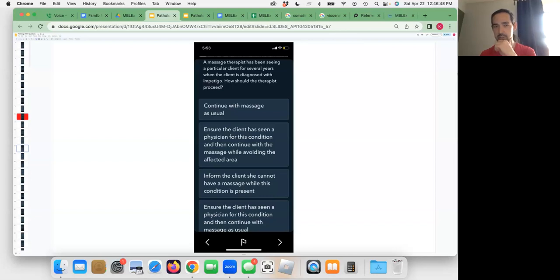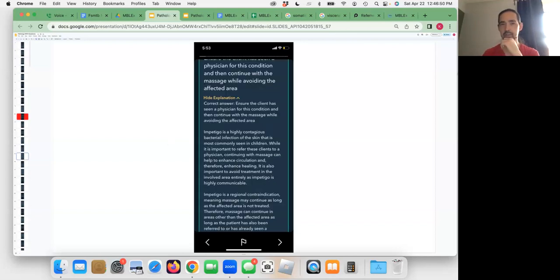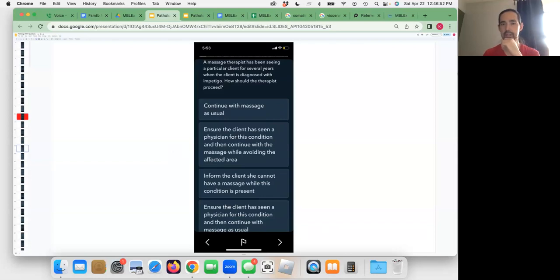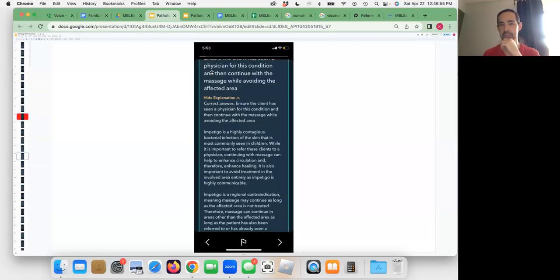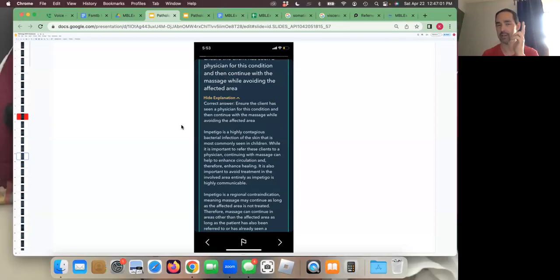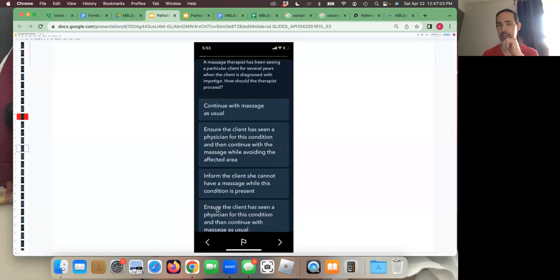Let's see what the correct answer is. It's: ensure the client has seen a physician for this condition. They need to see a doctor, and then continue with the massage while avoiding the affected area. Okay, let's see why. That's not the answer I would have chosen. I would have chosen: inform the client she cannot have a massage while the condition is present.